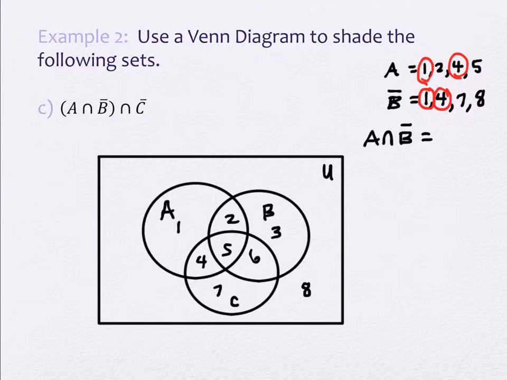1 and 4. Okay. And then I'm supposed to use this, and I'm going to throw in a third set. What's my third set? The complement of C, or C complement. So what numbers are in C complement? 1, 2, 3, and 8. Remember, that means everything not in C.